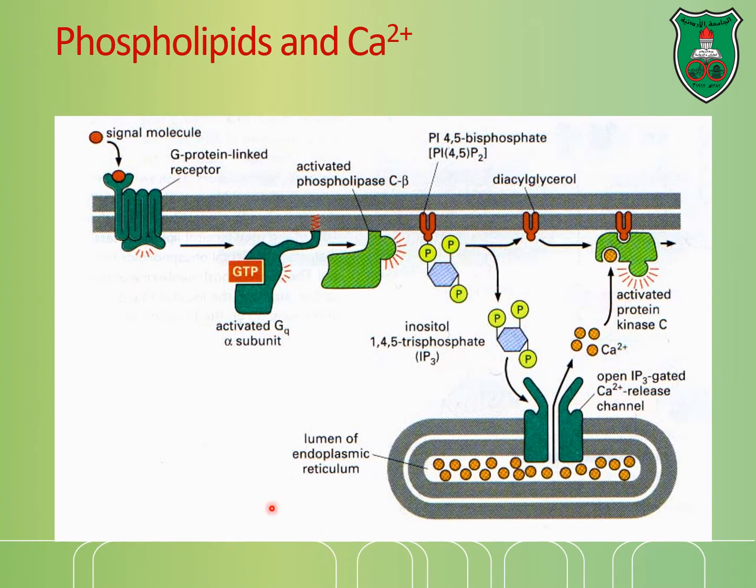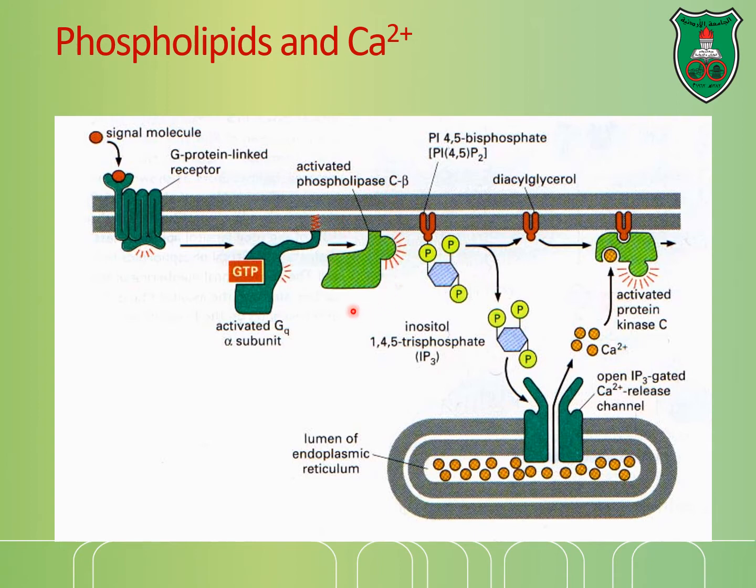Now, here you have an example right here. You have a molecule, a ligand, that binds to a G protein coupled receptor, activating the alpha subunit of a G protein. Specifically in this case, we have Gq. Okay, so there are different types of G proteins, resulting in activation of phospholipase C.